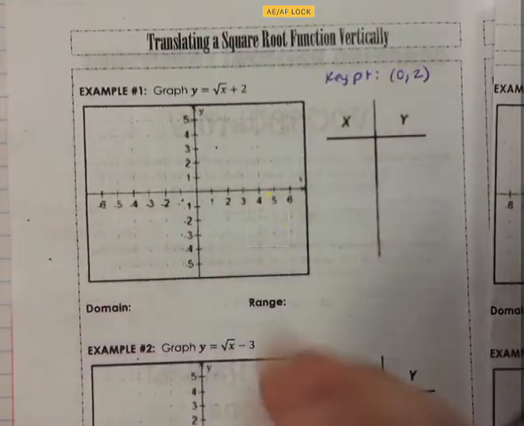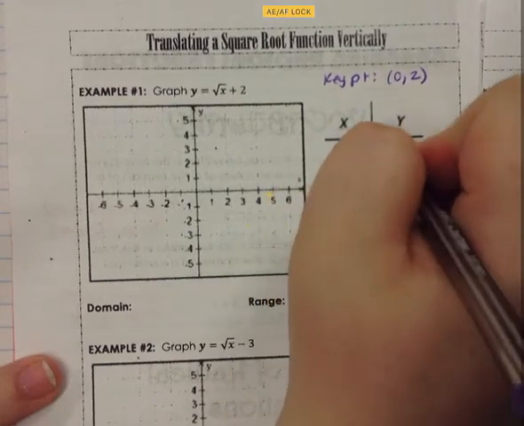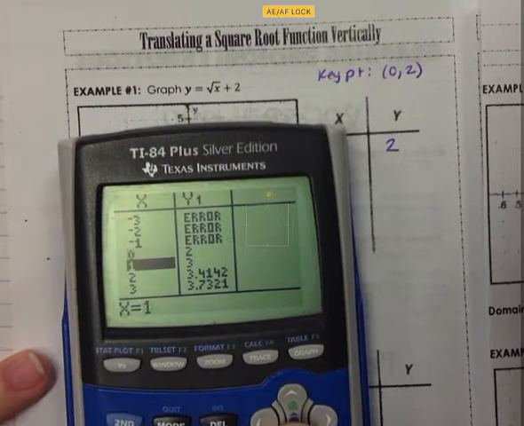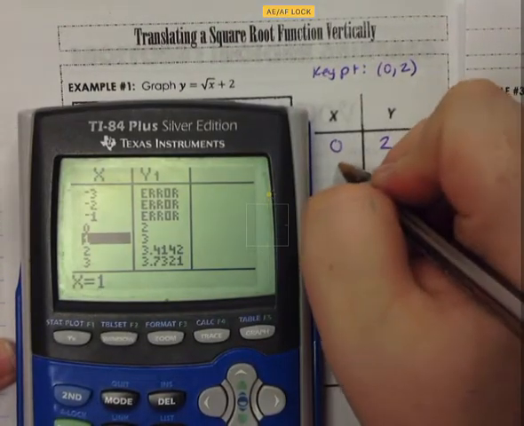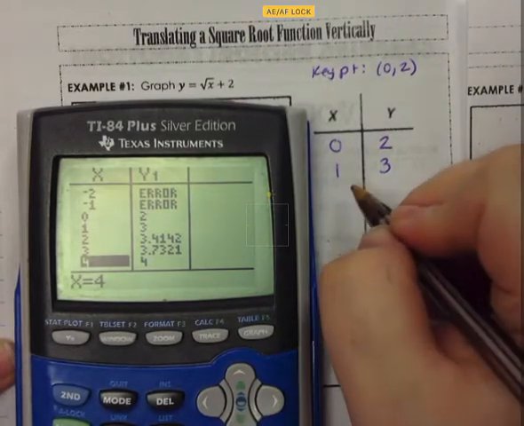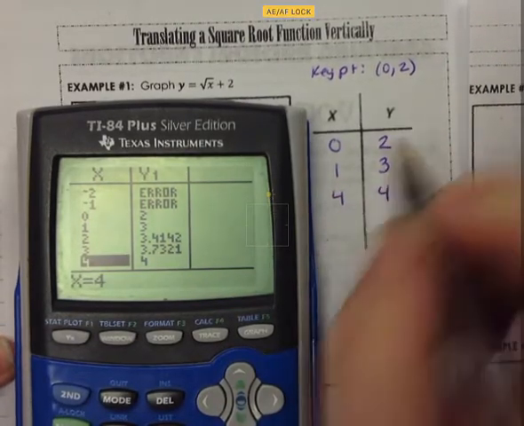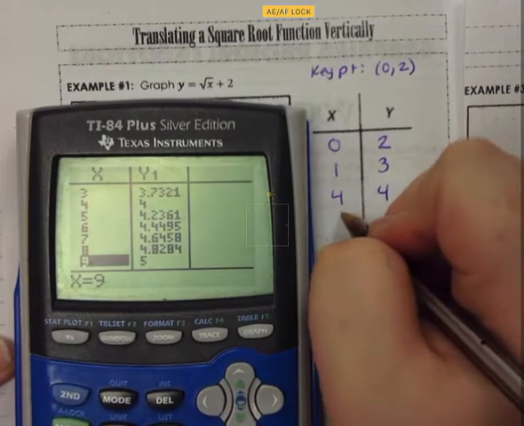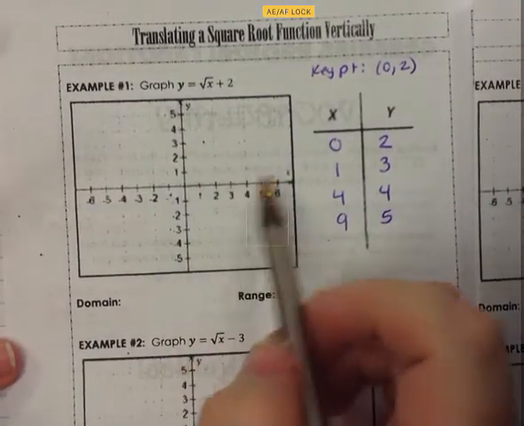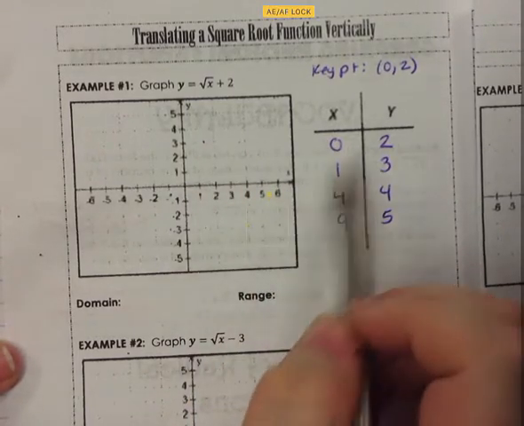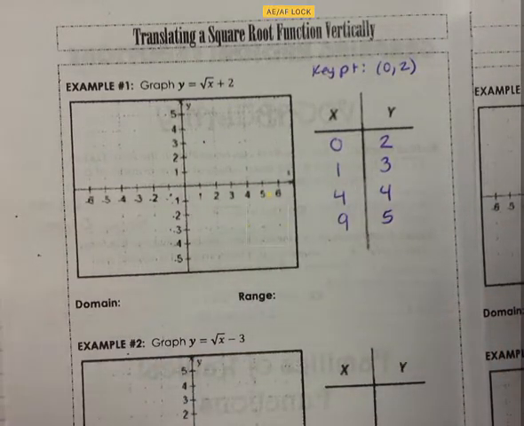So we write down our coordinates, 0, 2, and then we write down some other ones that are good. So 0, 2, 1, 3 is good. 4, 4 is good. See if there's any other ones. 9, 5 is good. Now if you look at your graph, we have our x on the right and our y on the top, but they're counting by ones, it only goes up to 7. So we won't be able to graph all of these. We want to graph as many as you can.